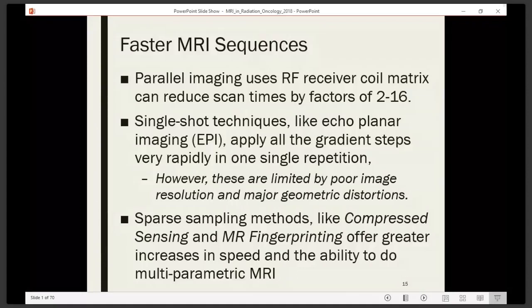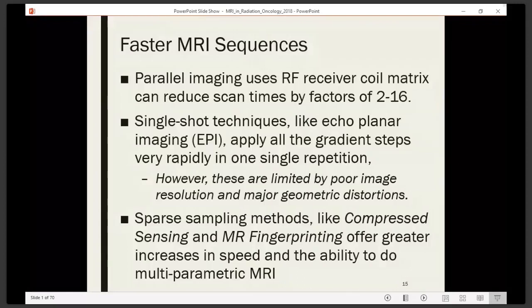There are also what are called single-shot techniques like echoplanar imaging that apply all the gradient steps and acquire all the data in a single signal reception and can get a whole image in less than 100 milliseconds. However, those have poor image resolution and they're susceptible to major geometric distortions. And echoplanar imaging is most commonly used in radiation therapy studies that employ diffusion-weighted imaging, which we're not going to go into detail on in this lecture.